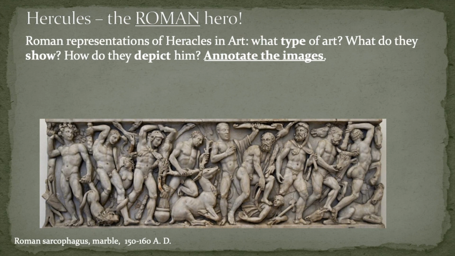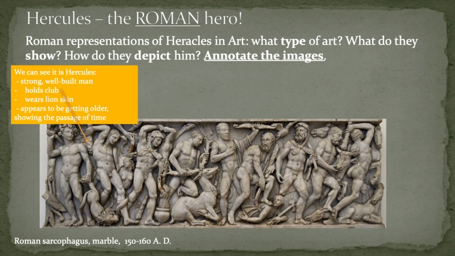What we can immediately see here is an awful lot of men. And you might notice that on the left-hand side, they look kind of young, whereas they've got an older, bushier beard, you see, to the right. And if you look really closely, you'll start to notice things that are Herculean. So, for example, we see a strong, well-built man all the way through who is holding a club. He was wearing a lion's skin.